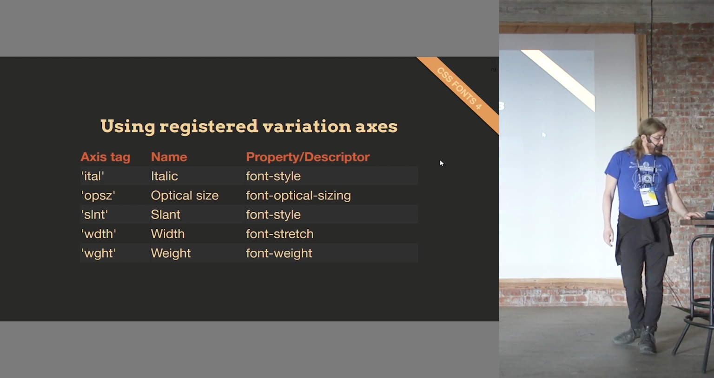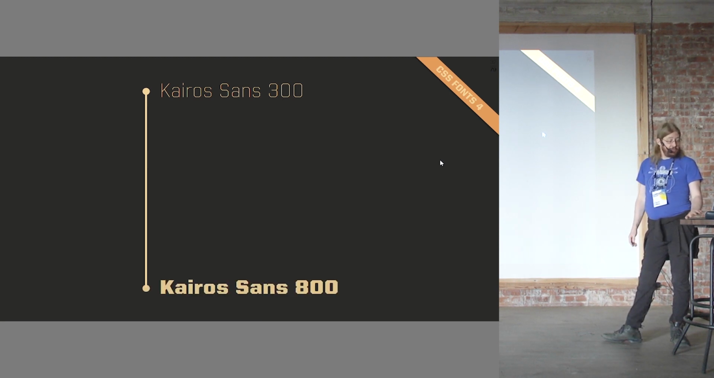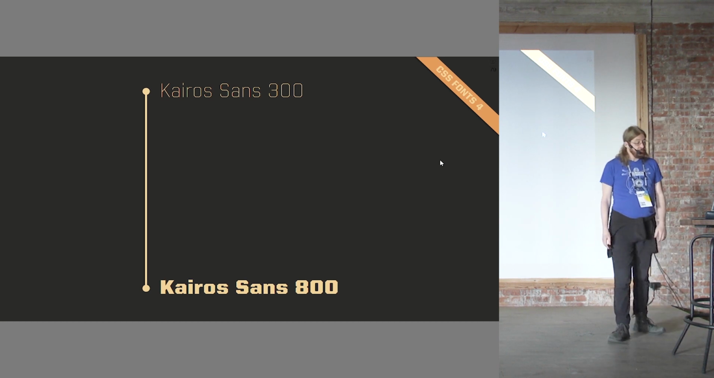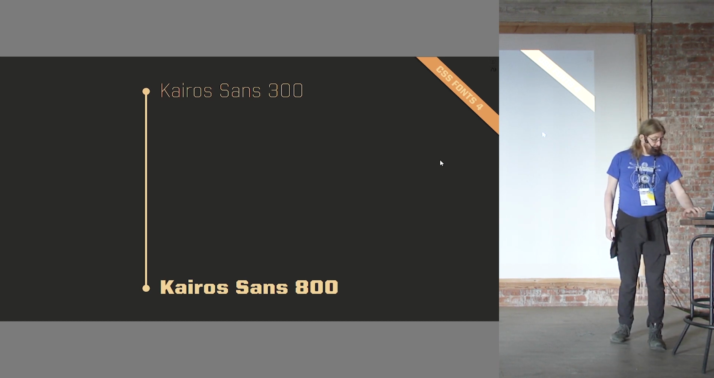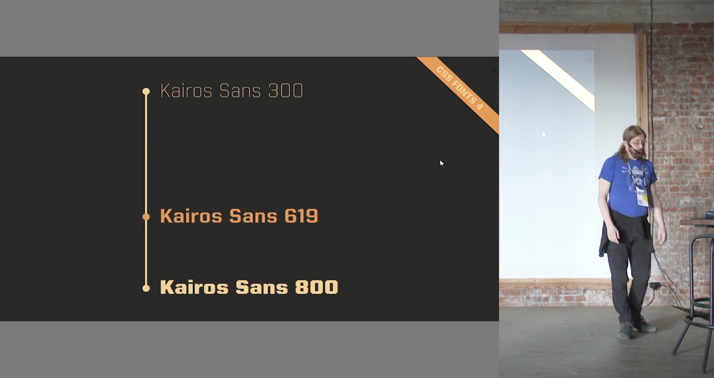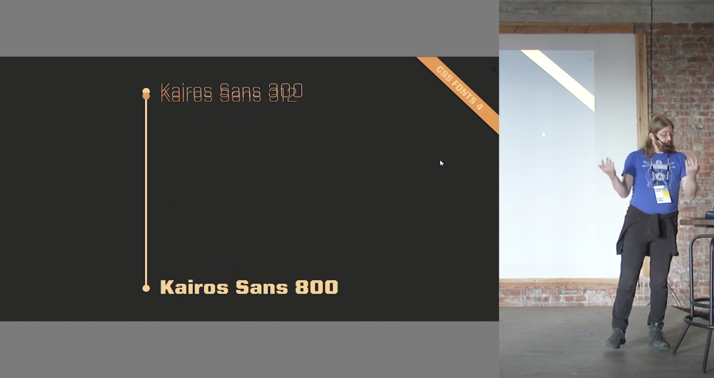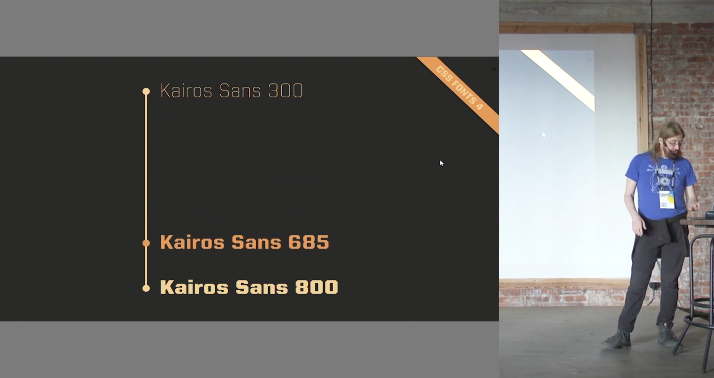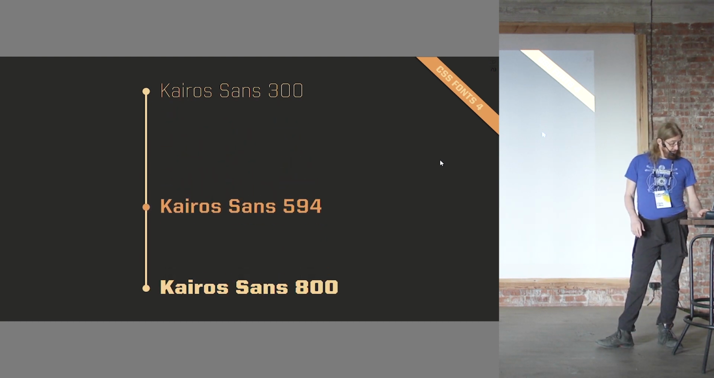So these are the standard design axes. And just to show you an example, I'm going to use a font which is a variable font, and it goes from 300 to 800. Or any value in between. So you just ask for what value you want, and up it comes. And you can obviously animate it and do whatever if you wish.